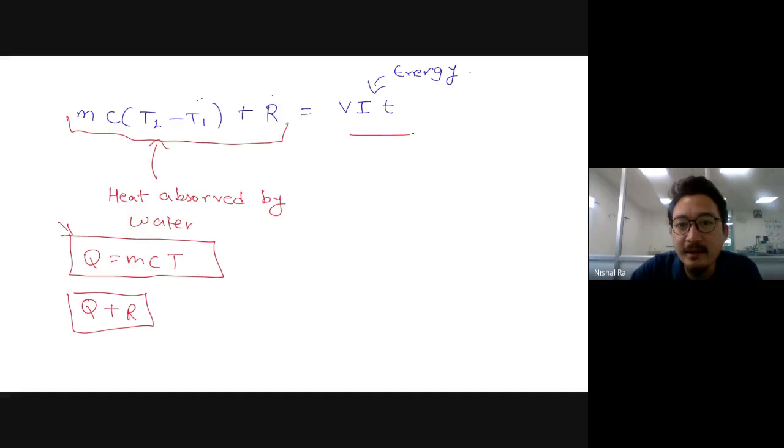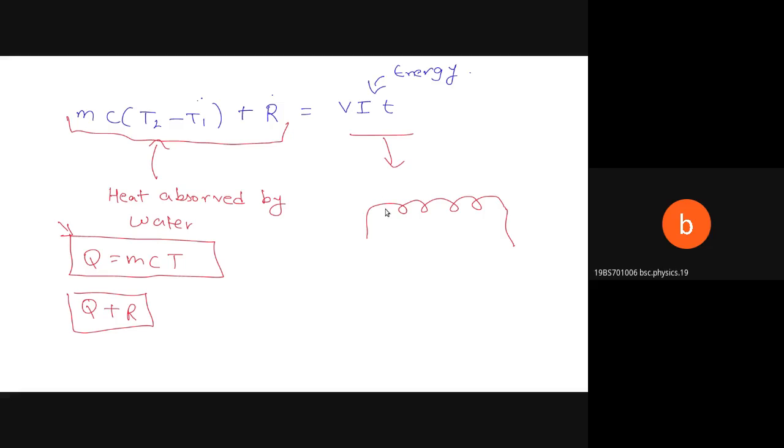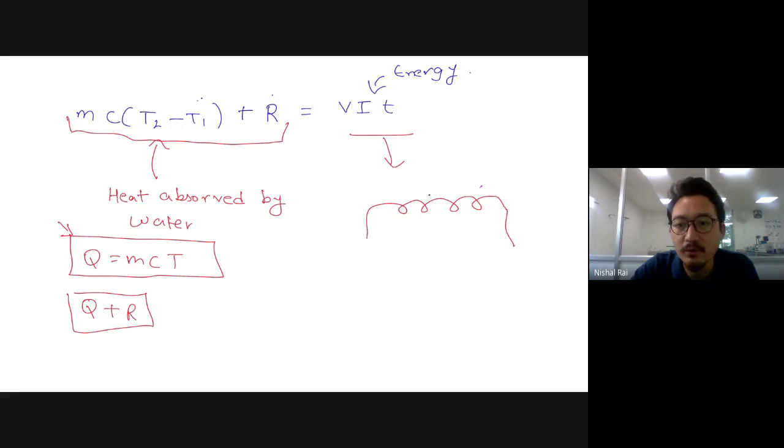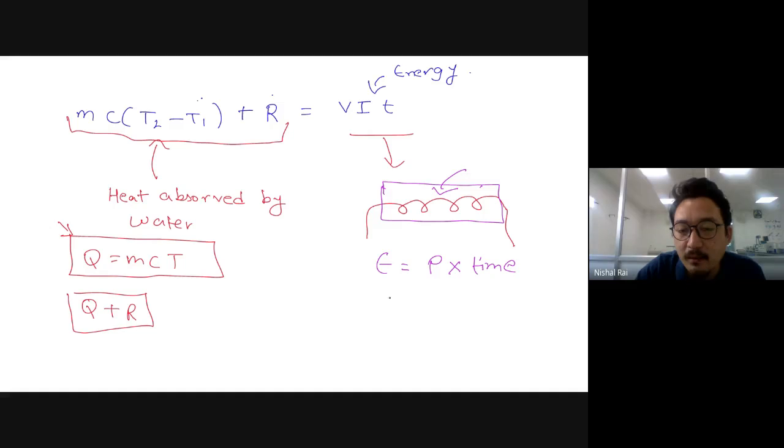So all the heat is generated by what? By your coil. Is this point clear? Because the rod is basically heating your water. So what is the amount of energy it's producing? Energy is given by power into time. V into I is your power, and for how long is given by your time, so it will be VIT.